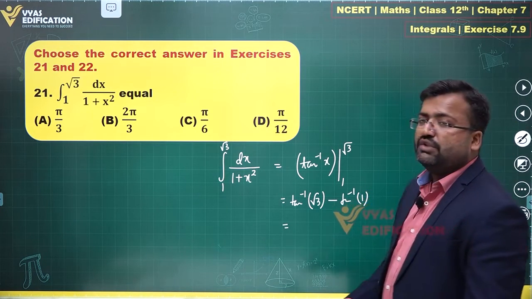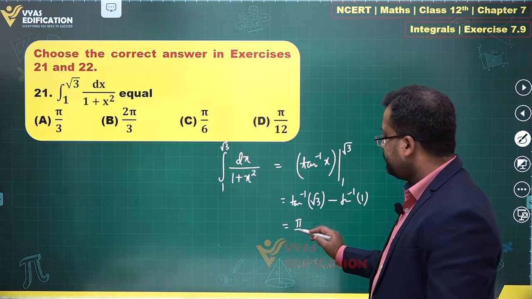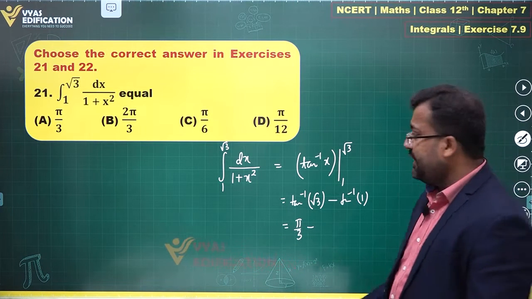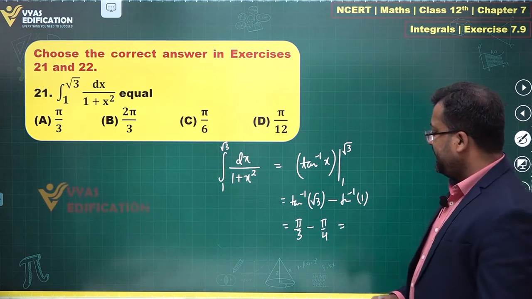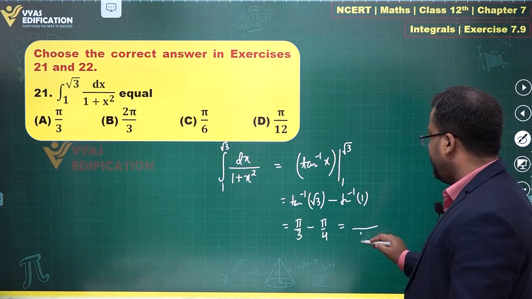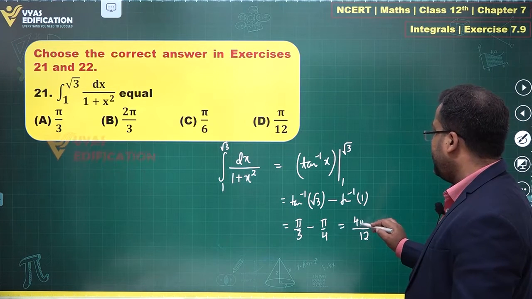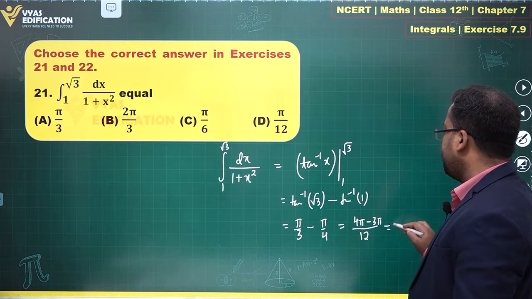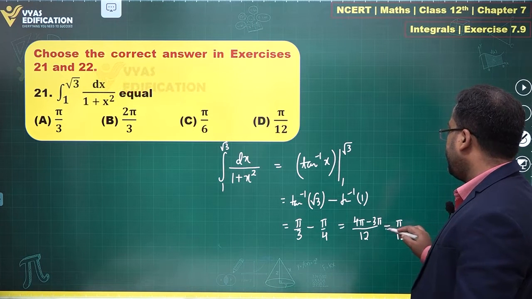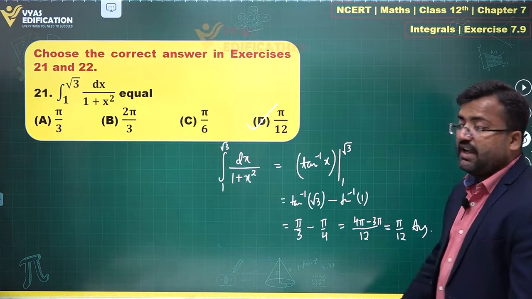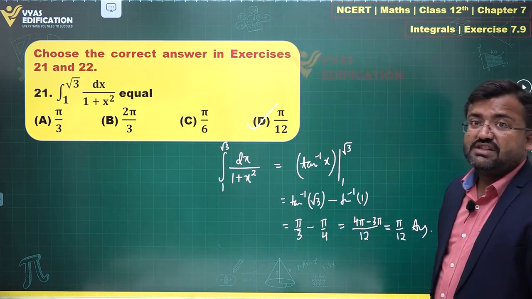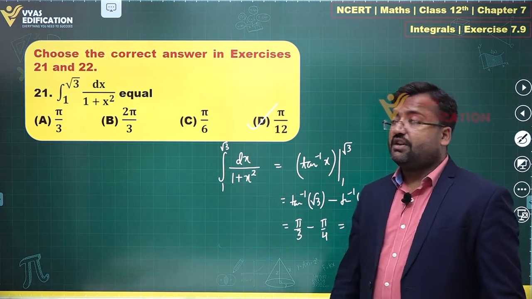What's the value of tan inverse root 3? That is pi by 3, 60 degrees basically. And here you have pi by 4, which is 45 degrees. So pi by 3 minus pi by 4 is what is required. In the denominator you will have 12. This becomes 4 pi minus 3 pi, taking the LCM, this becomes pi by 12. Overall the value becomes pi by 12. The correct answer is option D, as you can see over here. With the help of this calculation, you get the correct answer as D.